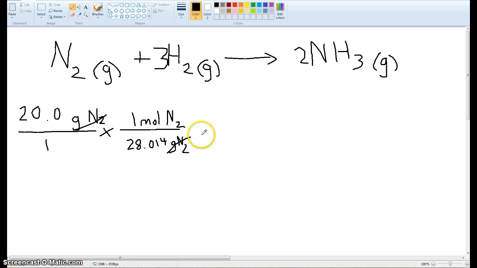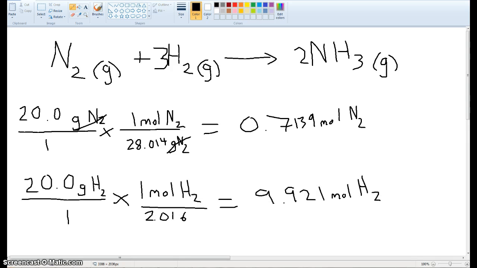Cancel, cancel. We're left with moles of nitrogen, so it's set up correctly. Plug it into the calculator. 0.7139 moles of nitrogen. Okay, so a little bit less than a mole. Now do the exact same process for the hydrogen. Okay, and if you've done that, you should see that since hydrogen actually weighs way less than nitrogen, we've got a great many number of moles more of hydrogen than we do of nitrogen.